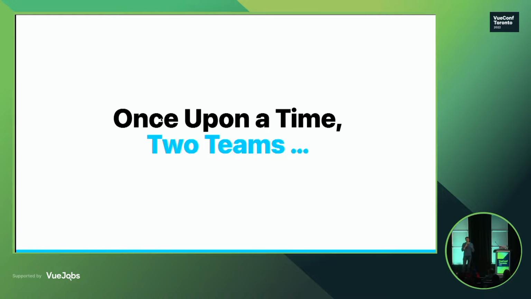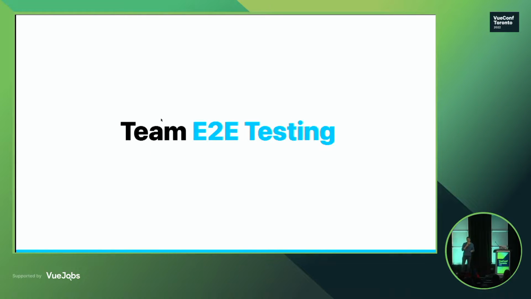So team component testing uses Vitest, and they test components in isolation as opposed to the whole application. But let's start with team end-to-end testing. As I said, they're using Cypress, and with Cypress, they can run the whole application in a real browser, and so they have a lot of confidence because they test their application in a real environment and exactly how a real user would use the application.